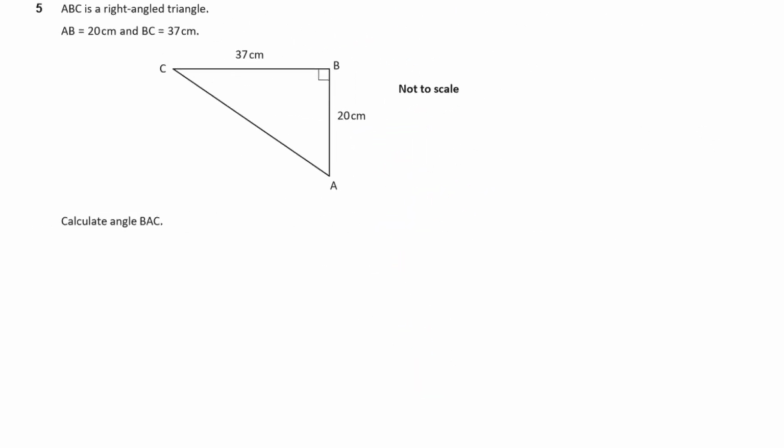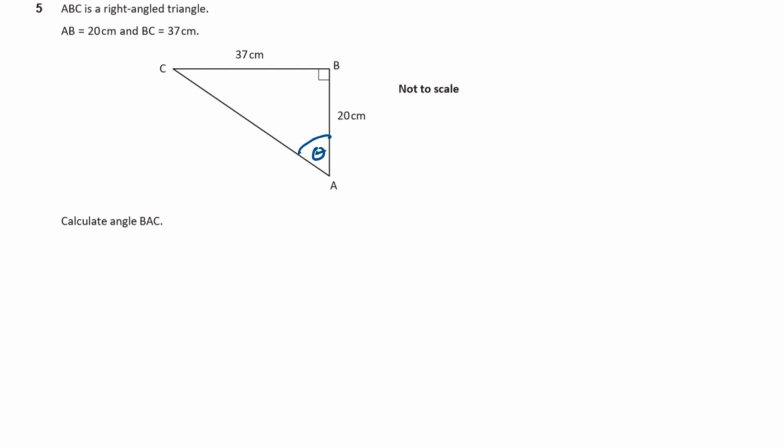If ABC is a right angled triangle, AB is 20, BC is 37. Calculate the angle BAC. BAC, that's that angle there, isn't it? If I go from B to A to C, so yeah, that angle between BA and AC. Okay, so that's the angle we want to find. I'm going to call it theta, which is my go-to variable that I label angles with.